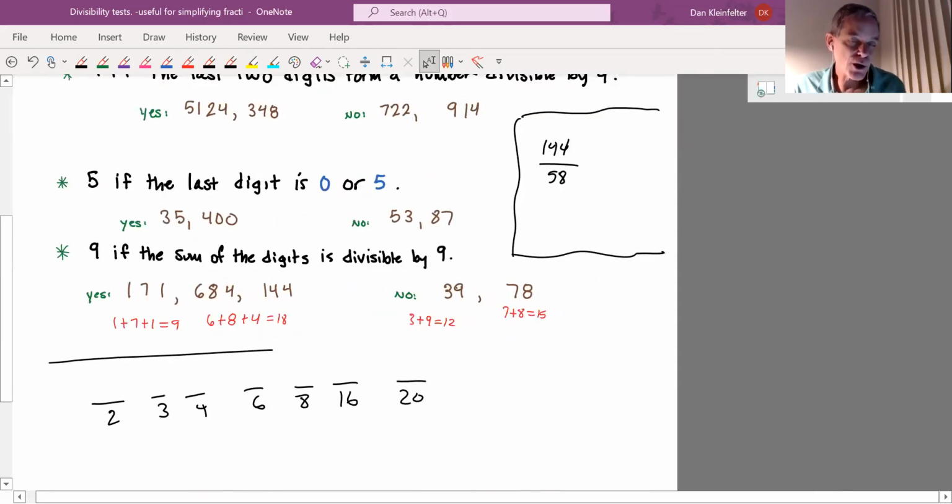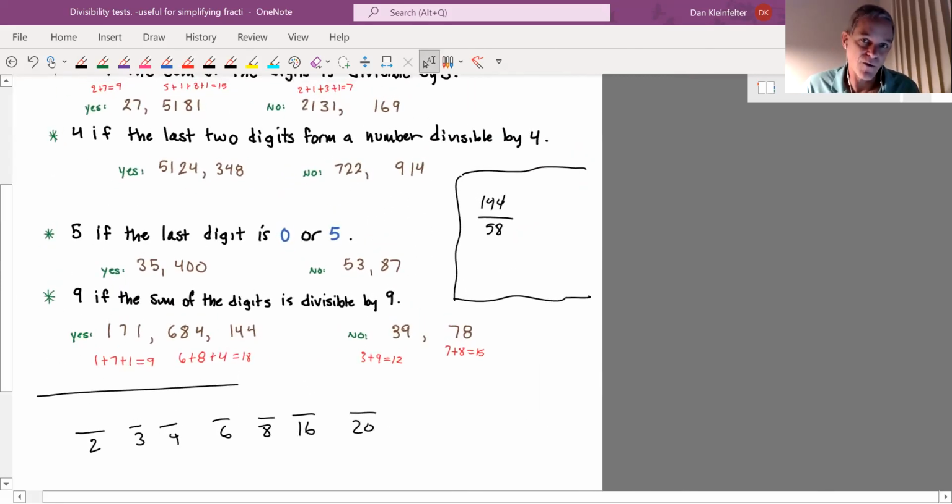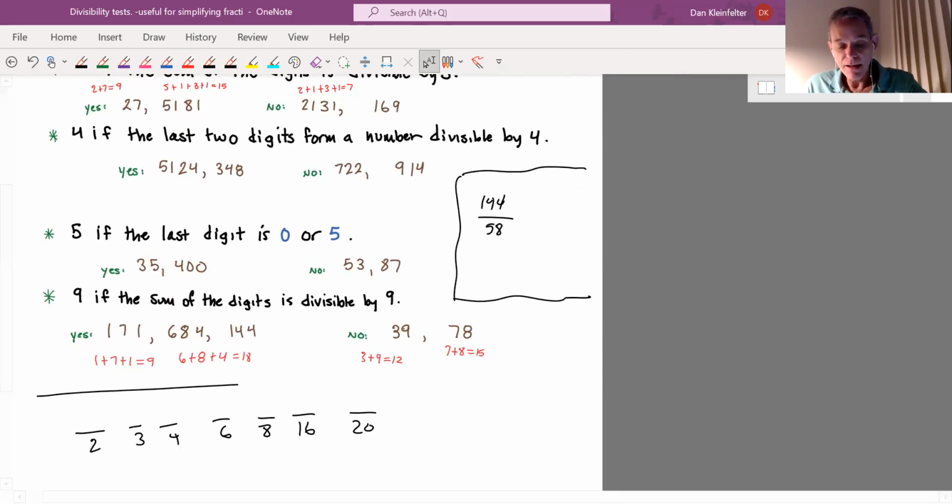All right, that takes us to the end of everything that we need about prime factorization, especially as it pertains to fractions. So let me know if you have any questions, and have a great day.